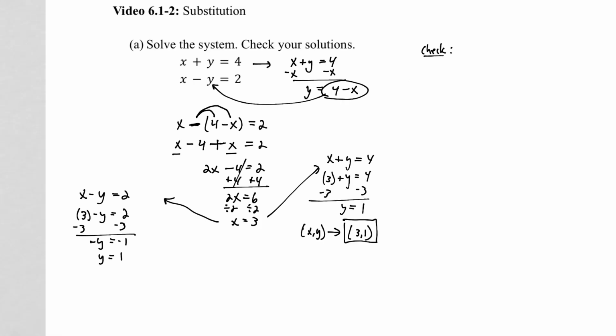At this point in time, once we've solved the system, we should go back and check our solution in both equations. So let me write down both of the equations here. And I'm going to substitute 3 in for x and 1 in for y, and we should get a statement that is true. In this first equation, we get 3 plus 1 equals 4. That is true. In the second equation, we get 3 minus 1 equals 2, and that is true.